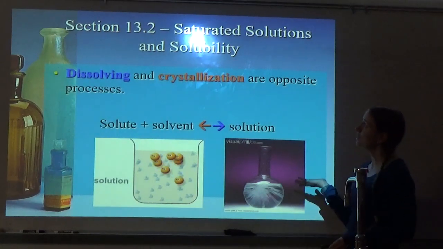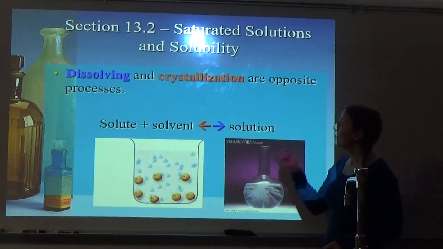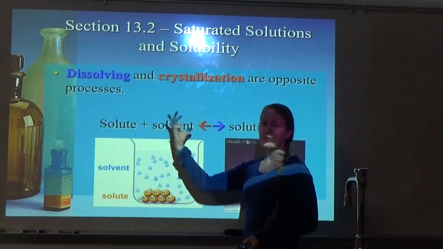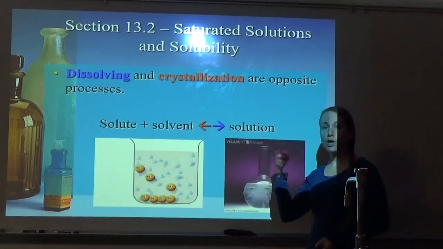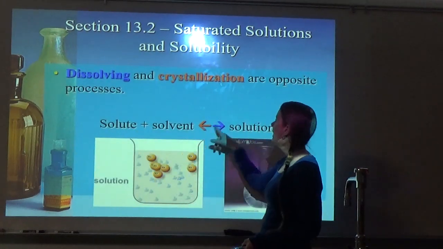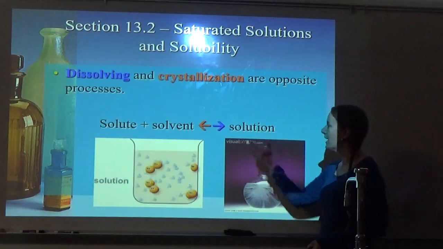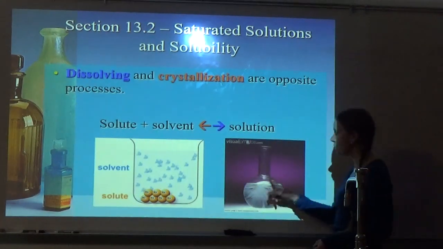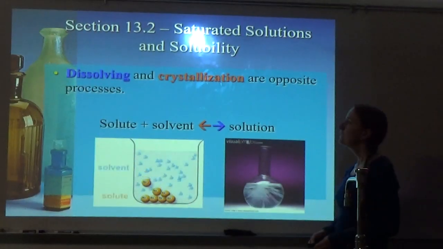All right, so let's look at section 13.2. We're going to talk about saturated solutions and solubility. Dissolving and crystallization are opposite processes. When you have a solute and a solvent and they're separate, and then you mix them together to form a solution, that is a dissolving process. If I have my solute, put it in there, and it's allowed to dissolve, that is my dissolving process. However, you can have a crystallization. That's when you have your solution, but you allow it to split. For example, like a supersaturated solution, if you add that extra crystal, some of it will crystallize out.